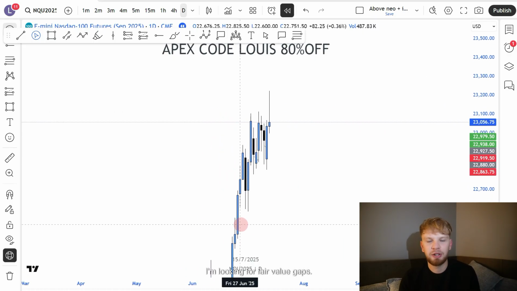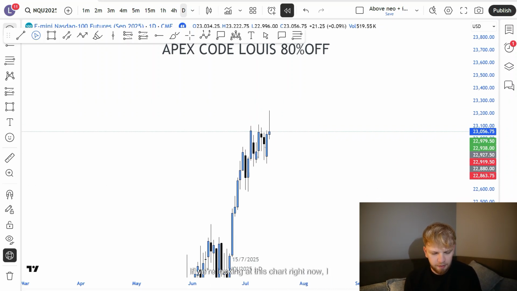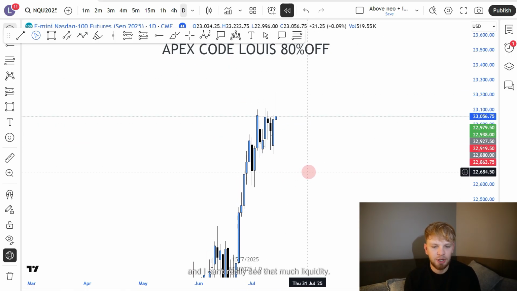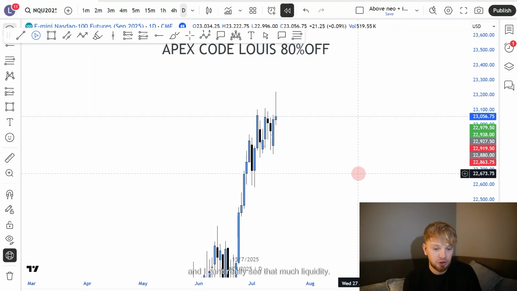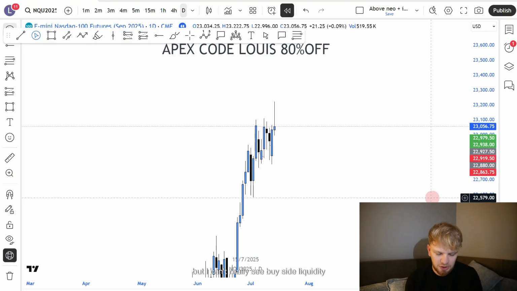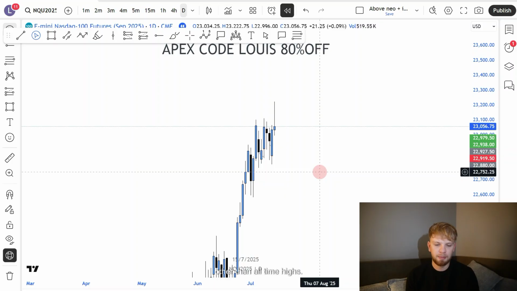I'm looking for fair value gaps and I'm looking for liquidity. Those are the two main things I'm looking for on the higher time frame. If we're looking at this chart right now, I can't really see fair value gaps because we're chopping, and I can't really see that much liquidity. Of course I can see sell side liquidity, but I can't really see buy side liquidity other than all-time highs.